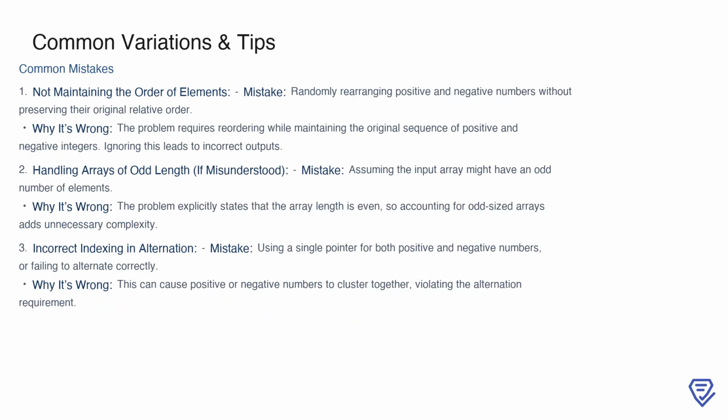When working on this problem, there are several common mistakes to watch out for. First, many people overlook the requirement to maintain the original order of positive and negative numbers. Simply rearranging them randomly is not enough. If the relative order of the elements in each group changes, the solution will be considered incorrect.